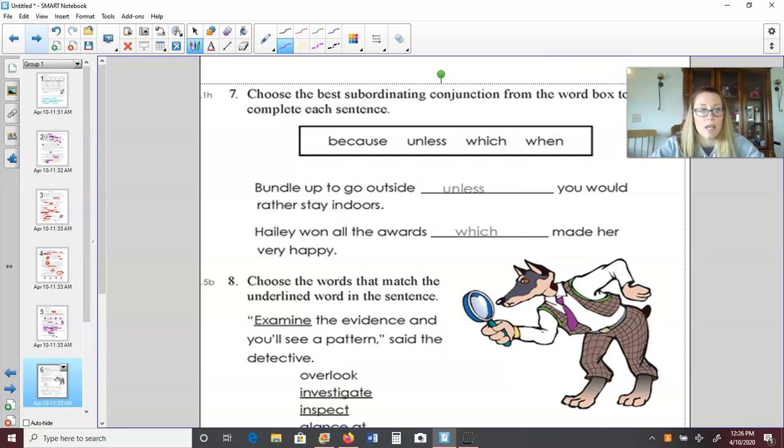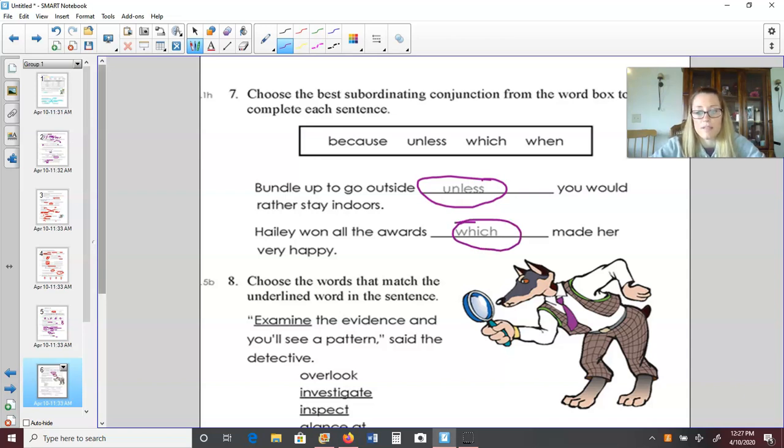Choose the best subordinating conjunction from the word box to complete the sentence. We have because, unless, which, and when. Bundle up to go outside, blank, you would rather stay indoors. Bundle up to go outside because you would rather stay indoors, unless you would rather stay indoors, which you would rather stay indoors, or when. Unless fits in there. Haley won all the awards, which made her very happy. There you go. All right, sentence is complete.